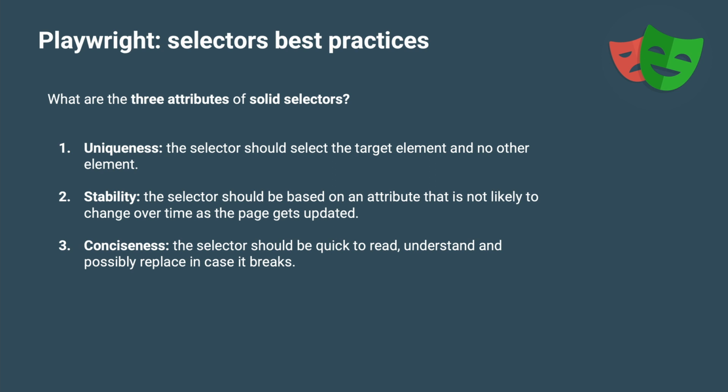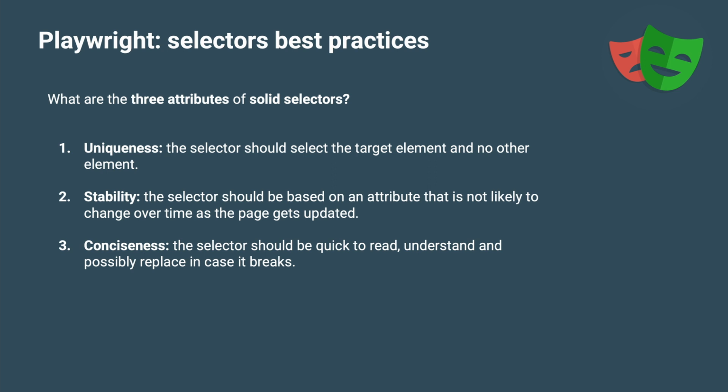Second attribute is stability. So we want something that is not likely to change over time. The page again will get updated. Maybe we find some obscure attribute that is indeed unique, but actually it is perhaps auto-generated. Maybe next time the page gets deployed, that selector will not be relevant anymore. It won't be there anymore. That will break our script.